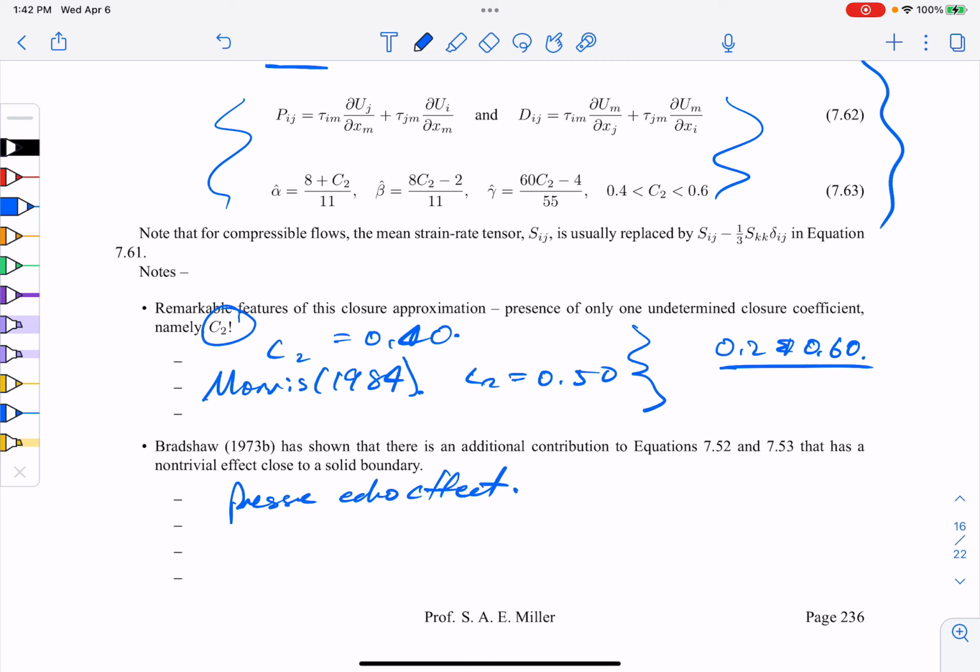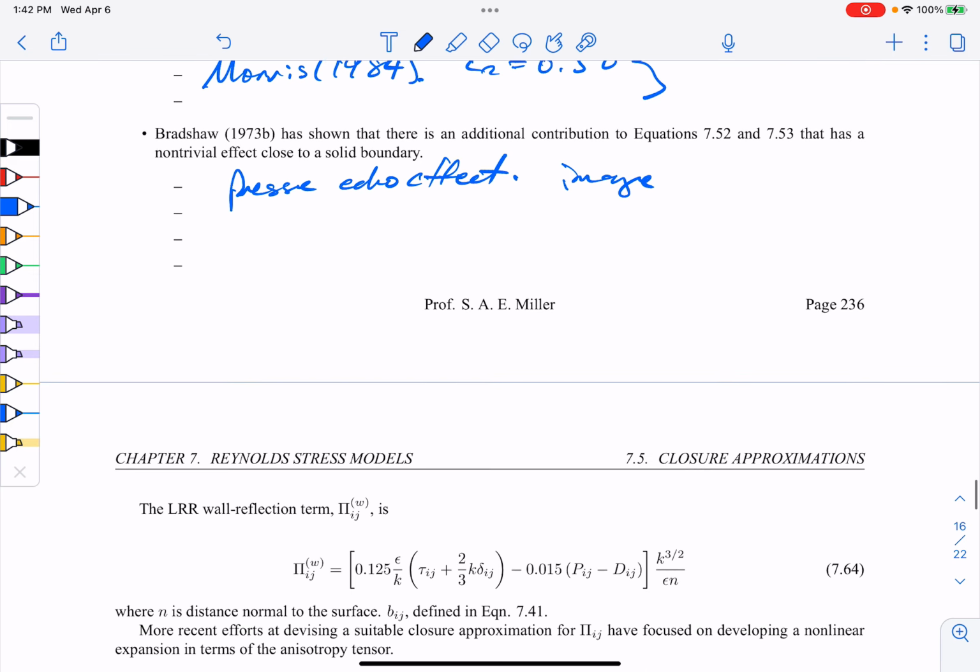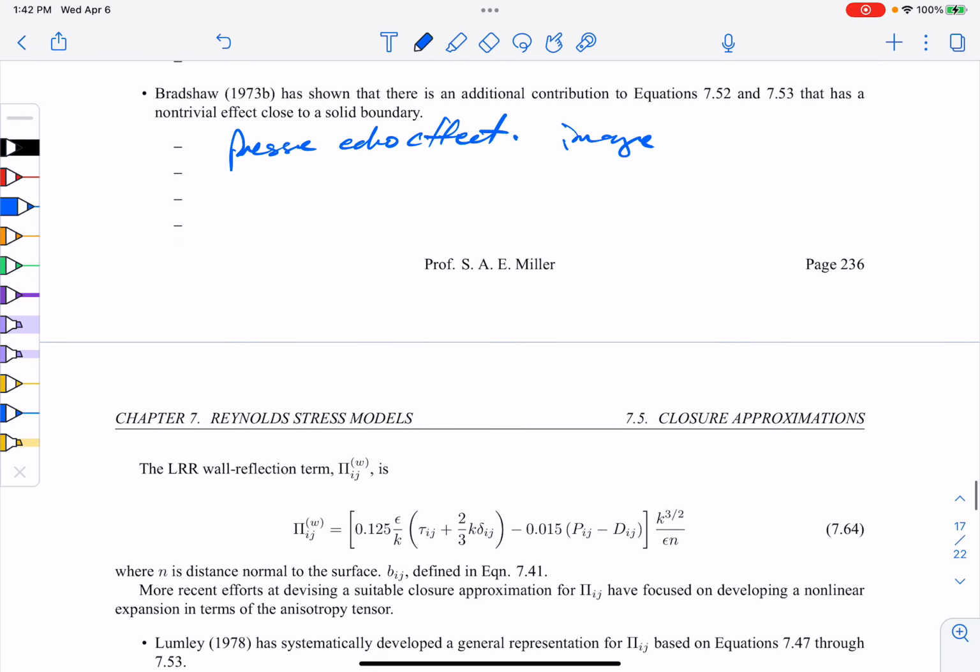There's one way, and it might be an image, as I just mentioned. So Bradshaw and others modified the pi_ij model with what they call a wall reflection term, which is right here. And it's slightly different. So they would find pi_ij with subscript w to mirror the wall. And b_ij remains the same definition. So it's really a modification of the model.